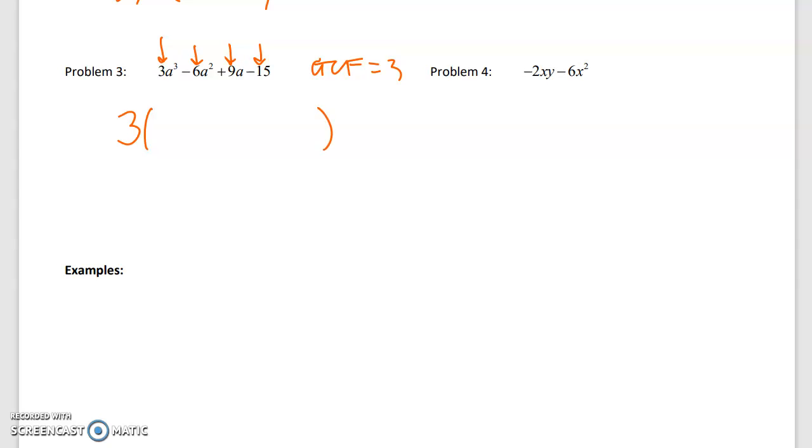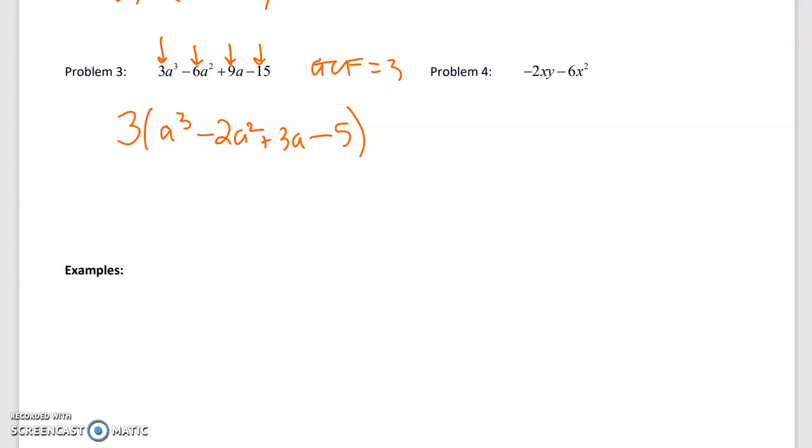Setting myself up, 3a cubed divided by 3 is a cubed. Negative 6a squared divided by 3 is negative 2a squared. Positive 9a divided by 3 is 3a. And negative 15 divided by 3 is negative 5.